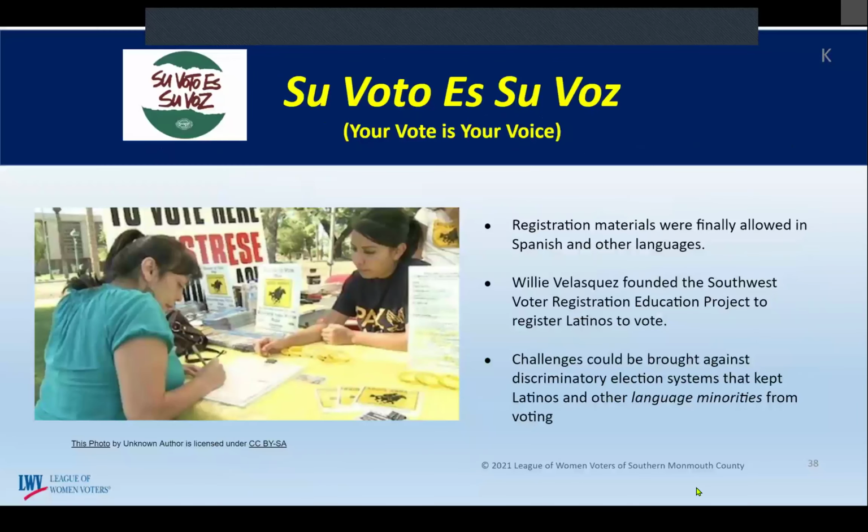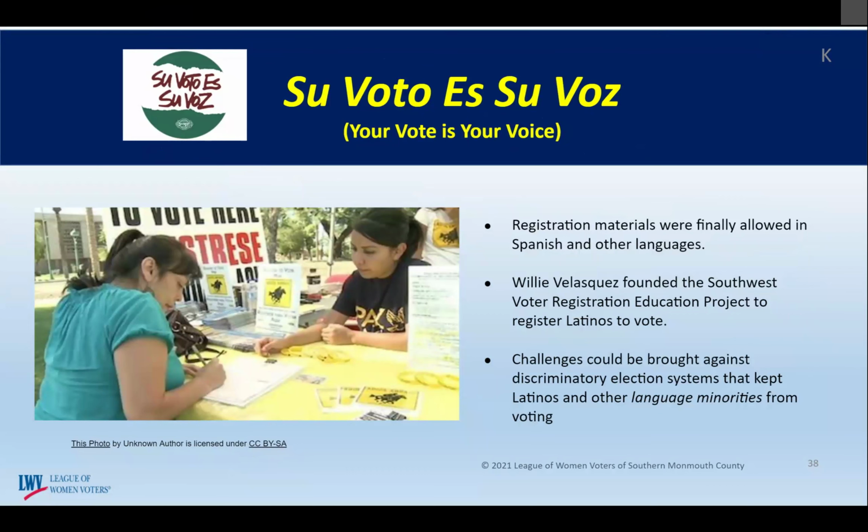So the ability to read and write English, as well as violence and gerrymandering and intimidation, were still being used by states, especially in the Southwest, to deny Latinos the right to vote. And in 1974, the Southwest Voter Registration and Education Project was begun. This was the first and largest nonpartisan Latino voter participation organization in the US. And Willie Velasquez was the leader, and there were many other Mexican-American political activists as well.